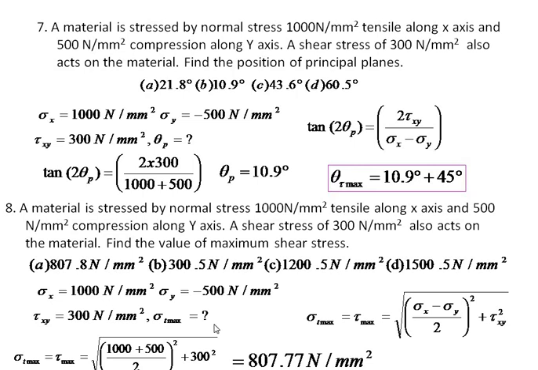I am repeating this again and again: instead of finding tau max, you may be asked to find sigma x by being given the other data like tau max, tau xy, sigma y. If those values are given, you can find the value of sigma x. So you will be asked to find any one missing value in this formula by being given the other data. Let's move on.